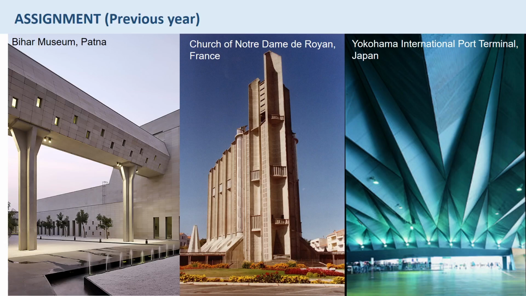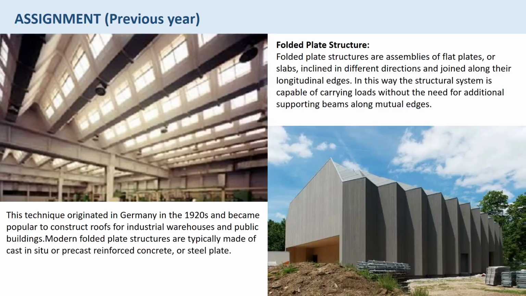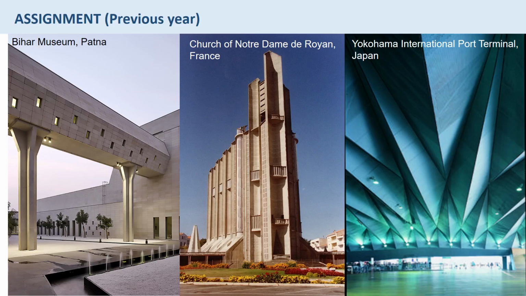So these are images of the mentioned buildings. Bihar Museum, Patna; Church of Notre Dame de Royan, France; and then Yokohama International Port Terminal, Japan. So the question was, in which of the following buildings was folded plate structure used? So the answer is D, both B and C, Church of Notre Dame de Royan and Yokohama International Port Terminal. Both of the buildings have folded plate structures.